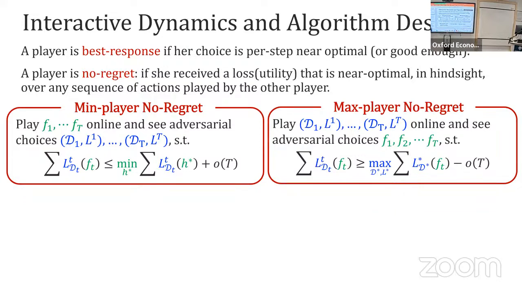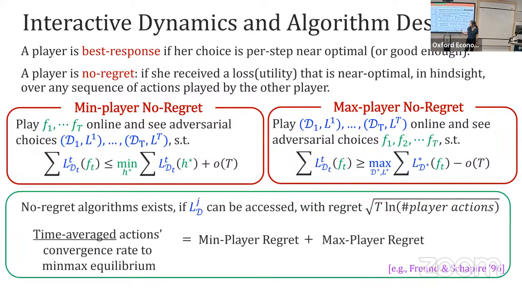The max player is choosing the distribution and the losses in an online fashion and is seeing some functions F1 to Ft, these are the predictors. Again, the average loss for the maximizing player should not be smaller or much smaller than the worst-case distribution and worst-case loss would have forced on the sequence of functions chosen by the other player. So this is what it means to be no regret. And we do know that we can provide no regret guarantees as long as the set is finite and small, it's easy to provide.